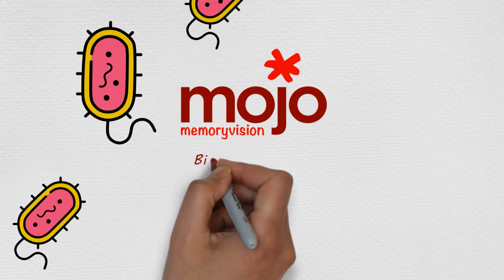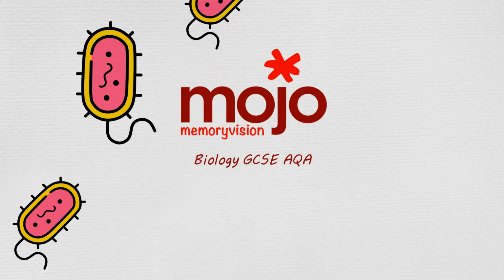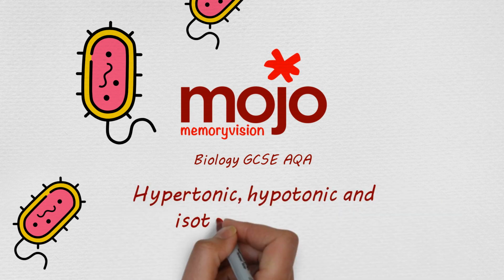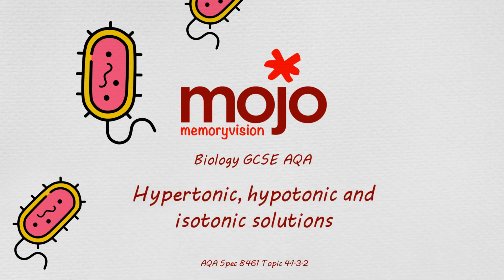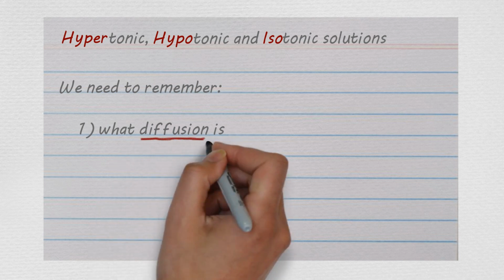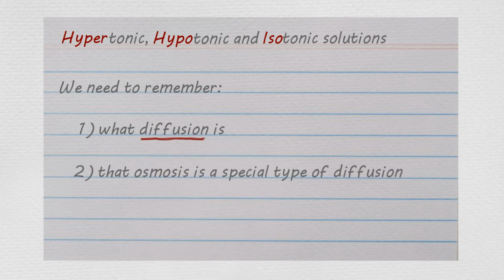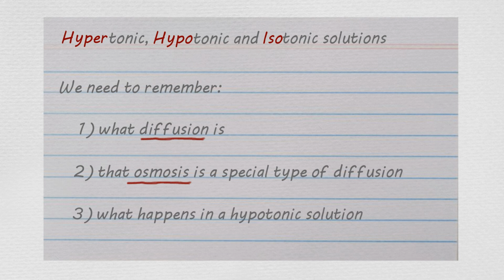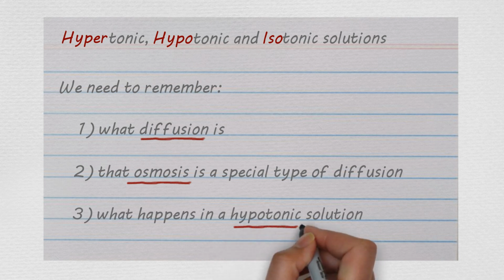This is the second Mojo moment on Osmosis, and it deals with some really confusing words and ideas like hypertonic, hypotonic and isotonic solutions. To understand and memorise what these mean, we're going to do three things. 1. Remember what diffusion is. 2. Remember that osmosis is just a special type of diffusion. 3. Remember what happens to a cell when it is in a hypertonic solution. Get those things memorised, and you'll see that you can work out the rest for yourself.